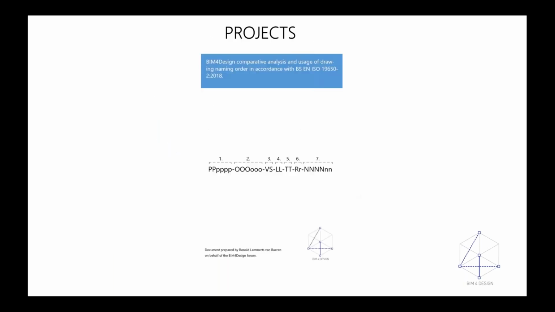One of the projects as BIM for Design Forum, we've been looking at how to apply the ISO 19650 file naming convention and how we actually use this in practice. The naming convention is being widely adopted by our members, and it provides a backbone for our models and our design documentation. BIM for Design would like to share with you our experiences of using this naming convention in our building design teams.